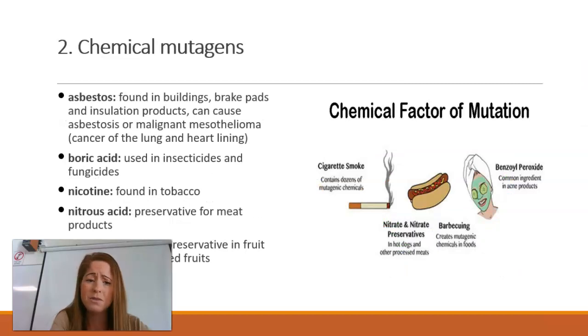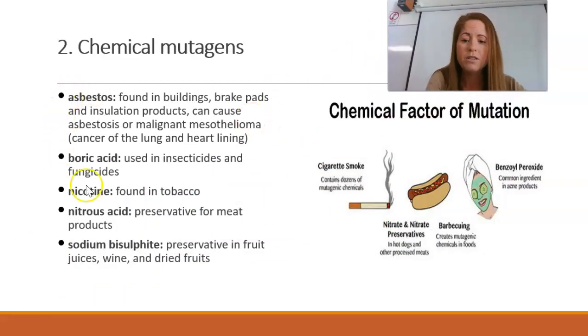Chemical mutagens, these are really mostly unknown. There are some that are very well known, such as asbestos causing cancers of the lungs and the lining of the heart. Boric acid is an insecticide. Nicotine found in tobacco, nitrous acid, sodium bisulfite. All of these are known to have some level of mutagenic behavior, but there are lots of chemicals out there that we wouldn't know, and so just being able to kind of understand that there are chemical mutagens. There's no expectation that you know a laundry list of the certain ones, but I just put a few examples here.